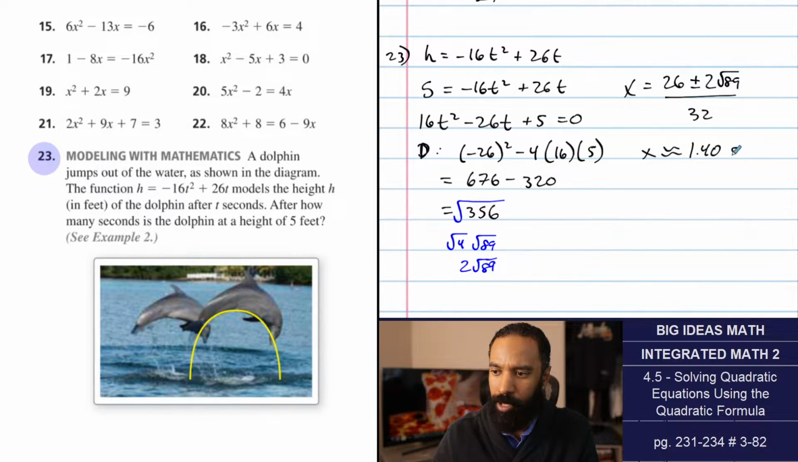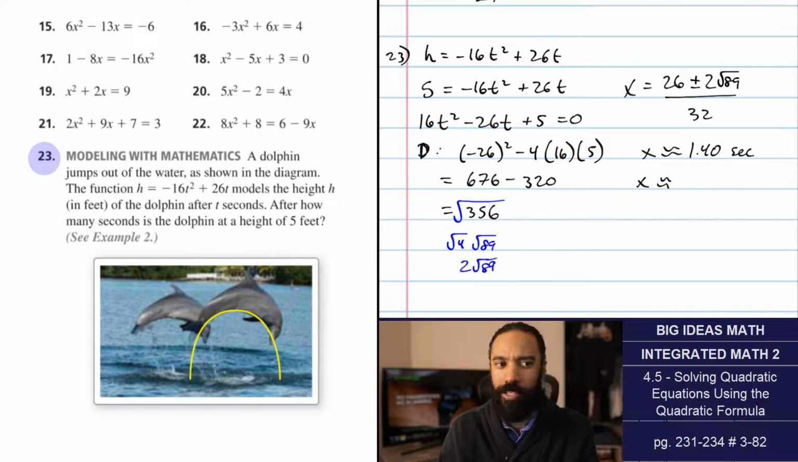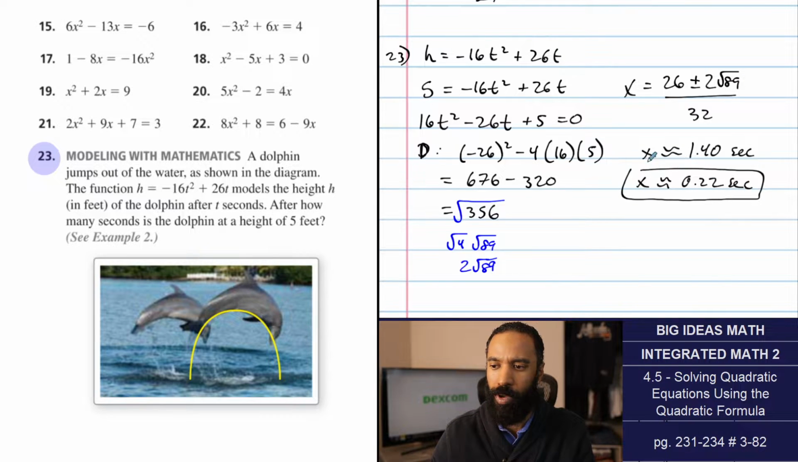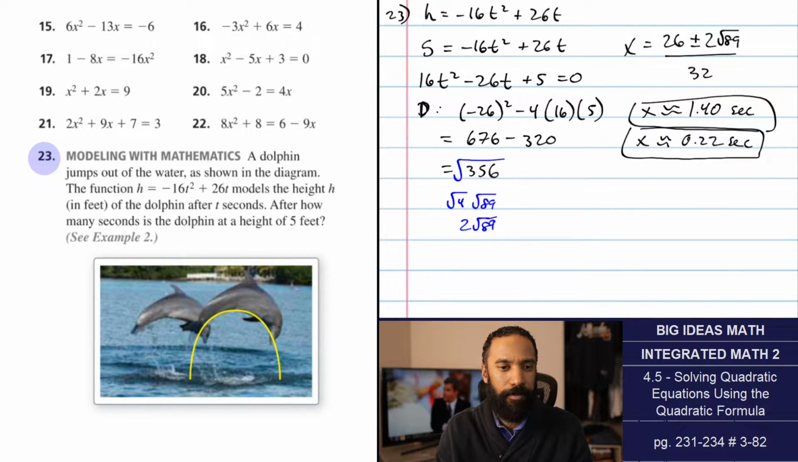So 1.40 seconds, I'll put. And also minus, the 1.40 is probably the bigger one. So minus is 0.222, so 0.22 seconds. Obviously the first one, this is when the dolphin was coming up and out of the water. This is when the dolphin was coming back down into the water. Pretty high jump.